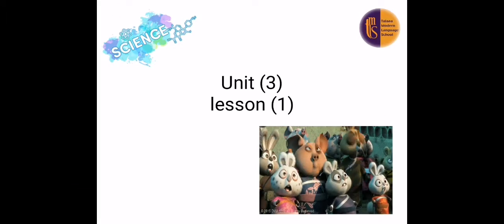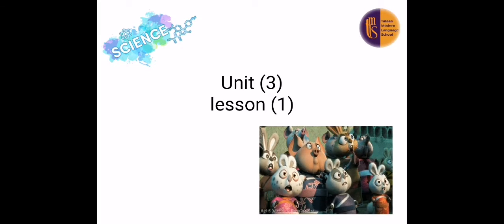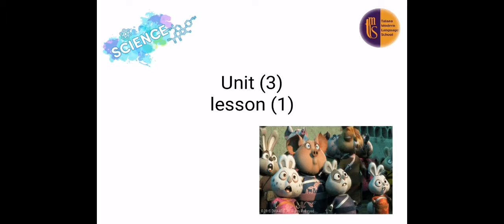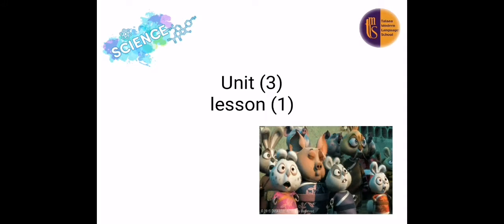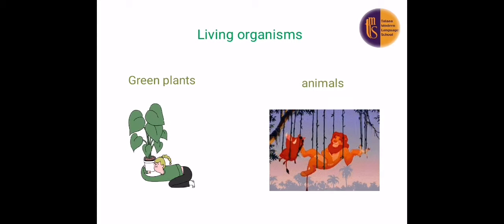Today we will talk about lesson 1 in unit 3. This lesson is talking about the food relationships between all living organisms. We studied before what living organisms are. Living organisms are, for example, green plants and animals, right?